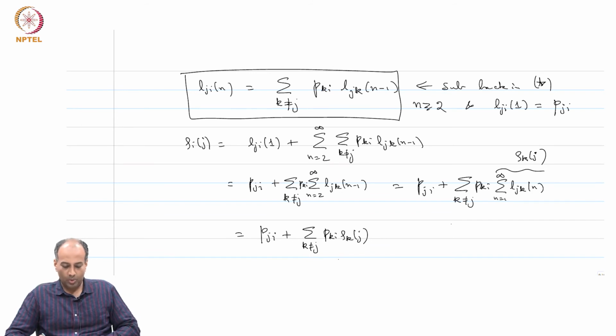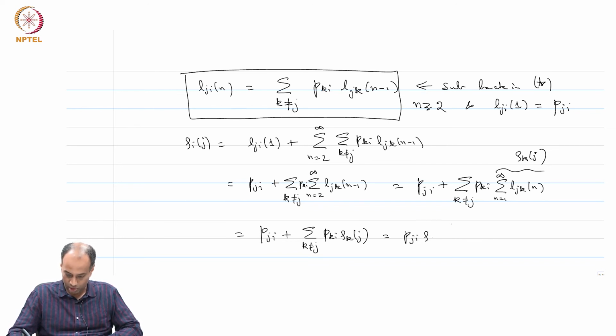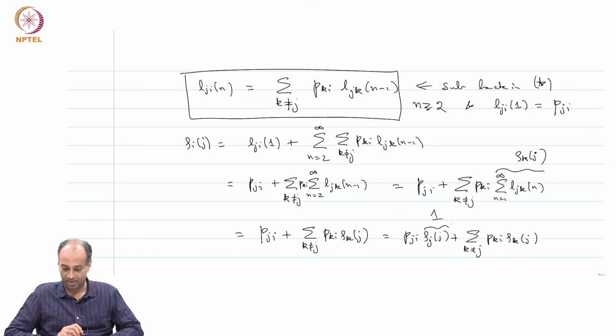But I know one thing, that ρ_jj is equal to 1. This is claim 1. So I can write this as p_ji ρ_j(j) plus the sum over k not equal to j of p_ki ρ_k(j). That is because that term is equal to 1, I already know that. So then you get what you want.